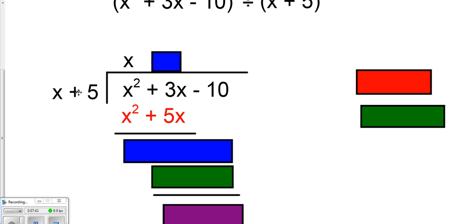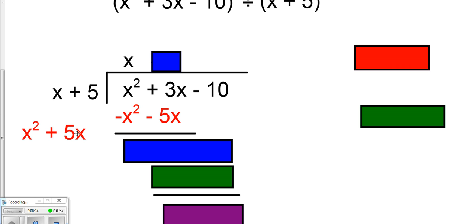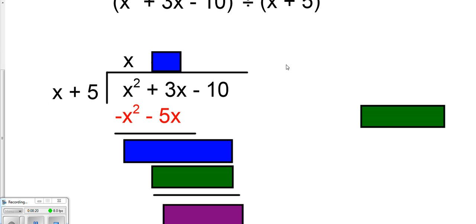x times x makes x squared. x times positive 5 is plus 5x. Now remember, with your division algorithm, the next step is to say minus this whole thing. And remember, from subtracting polynomials, when subtracting this polynomial, you distribute the subtraction to each piece separately. So I'm going to move this out of the way to make room for the negative version. All I did was take the negative of each of these: opposite here, opposite here. We can actually just get rid of those so it's not so cluttered. So I'm subtracting this now.